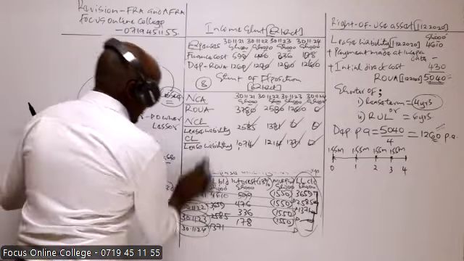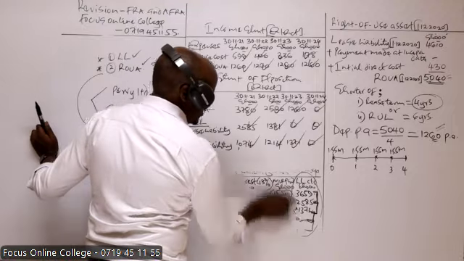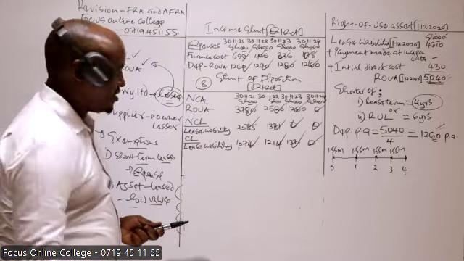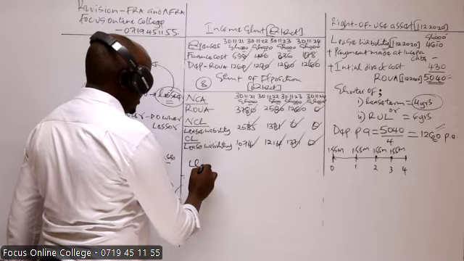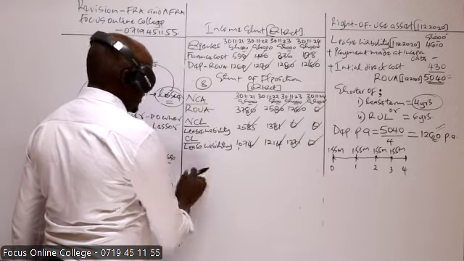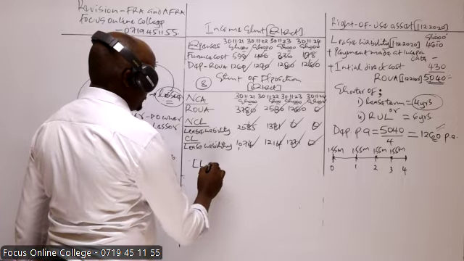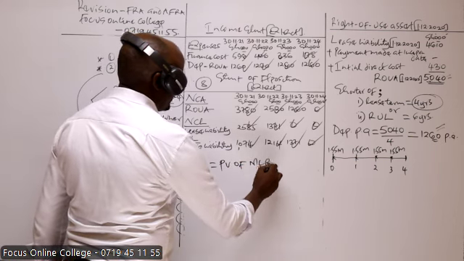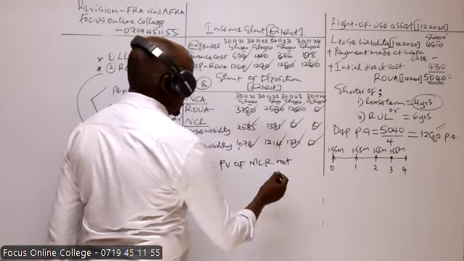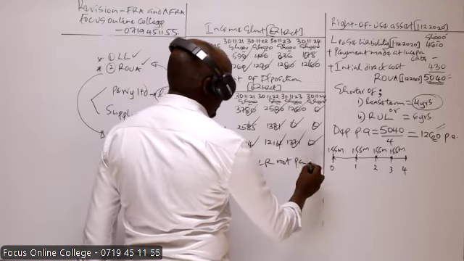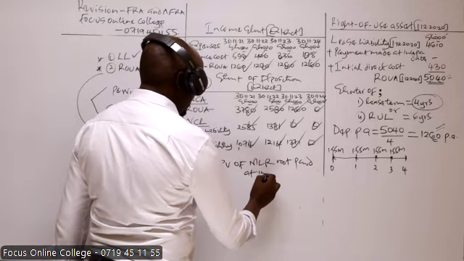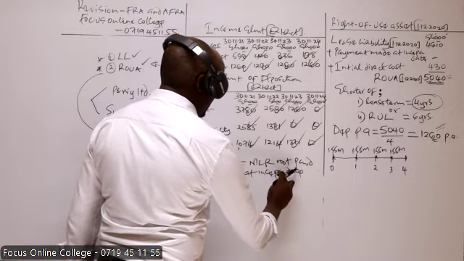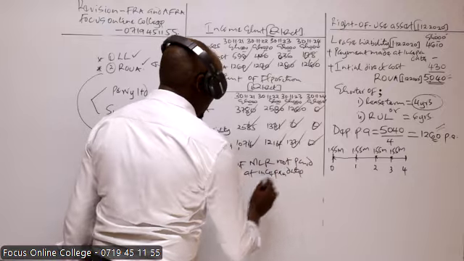Because number one, when computing the lease liability at the inception date, we have said that this one is equal to the present value of the minimum lease rentals which were not paid at the inception date. Not paid at the inception date.